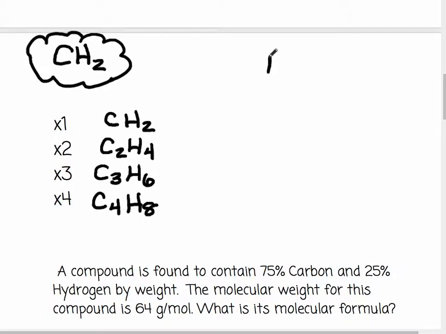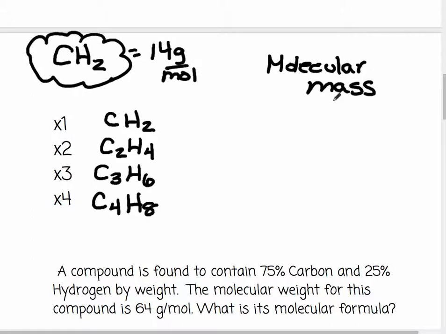Now, if I have molecular mass, my molecular mass is also going to be an exact multiple of my empirical formula mass. So if my empirical formula had a mass of 14 grams per mole, my molecular formula is going to be 1 times that. So 1 times 14, which happens to be the same as the empirical formula, is 14 grams per mole. This one is double the empirical formula, so my molecular mass is going to be 2 times 14, which is 28 grams per mole.